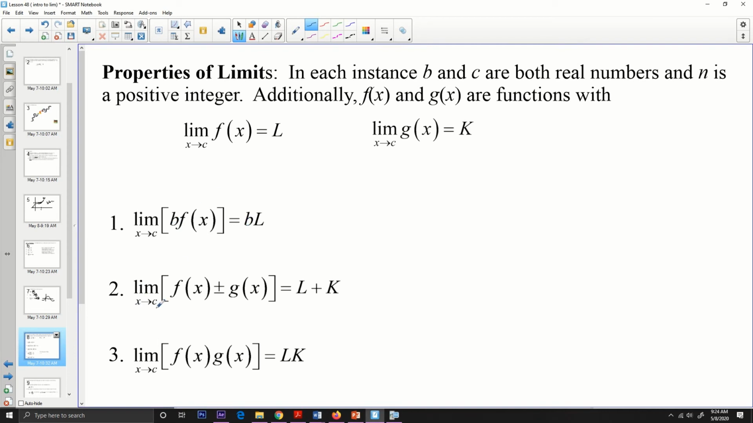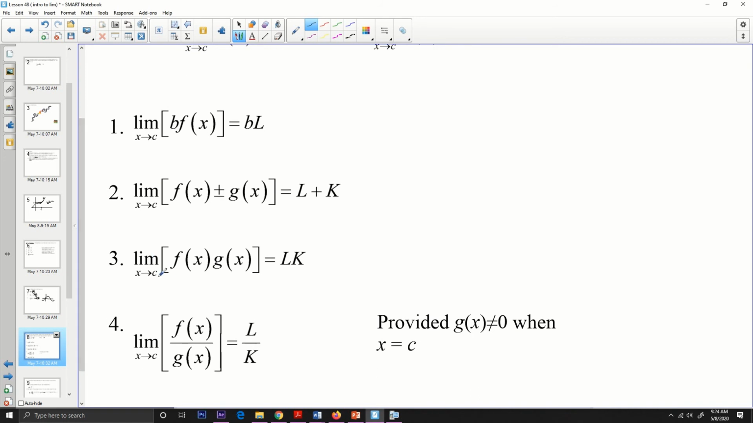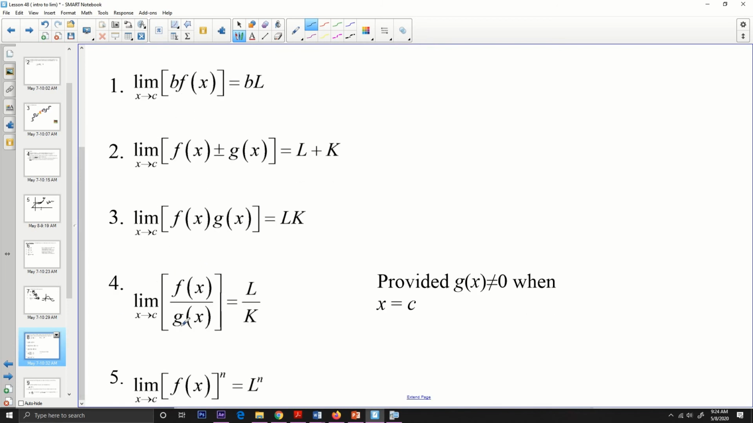If you take the limit as x goes to c of the sum or difference of two functions, it'll just be the sum or difference of the two limits. If you take the limit as x goes to c of the product of two functions, it will be the product of the limits. If you take the limit as x goes to c of the quotient of those two functions, it will be the quotient of those two limits, provided that g of x is not equal to 0 when x equals c. So as long as this isn't 0 when you go to c, you can just do that plug-in.